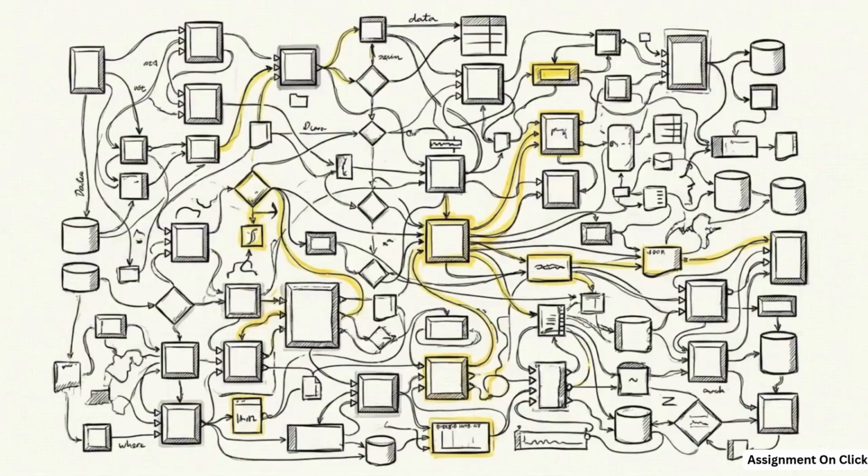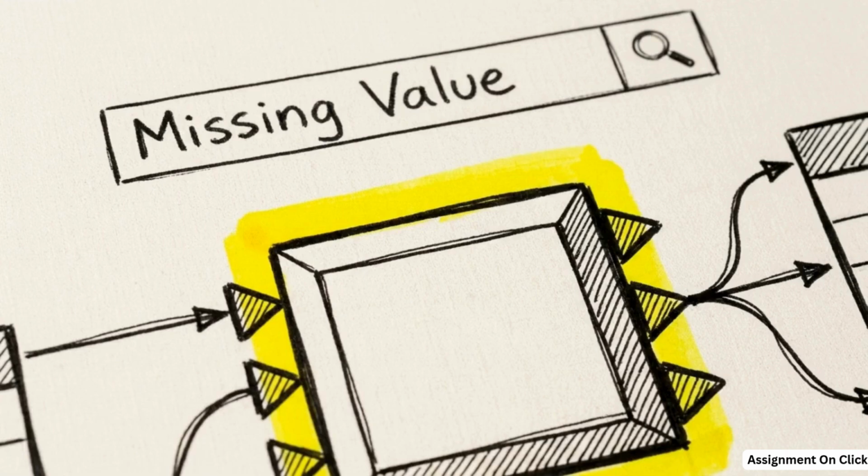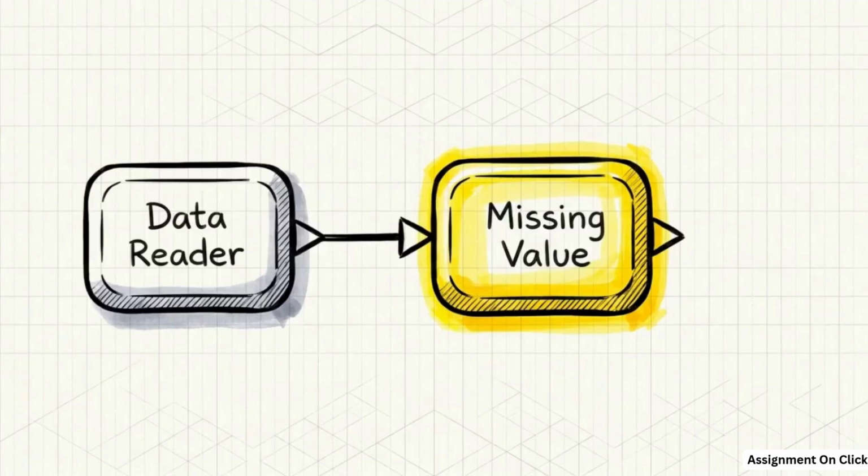The first step is diagnosis. Open KNIME so we can map out the scope of the missing data. Search the node repository for the missing value node. Drag it into your workspace and connect it to your raw dataset.